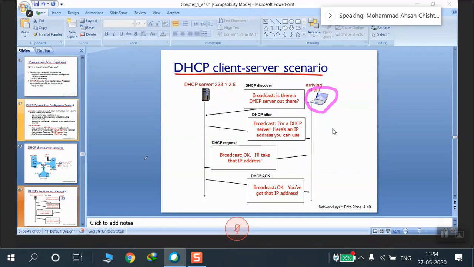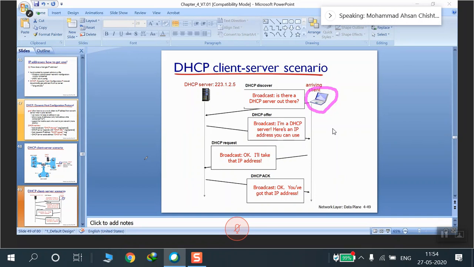Are you still using it? Yes, I'm still using it. So the lease would continue for 1 more hour. If he is no more there, if he has left the network, if he has switched off his PC, then this IP address would be available and somebody else can use it for that duration after this.